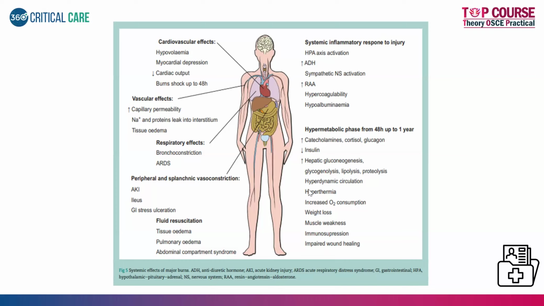Because of increased release of catecholamines, the stress state sets in and it can cause stress related issues like a GI ulcer. Along with this, fluid resuscitation, which happens in the earlier phase, can also lead to systemic effects causing pulmonary edema, abdominal compartment syndrome, and tissue edema. So these are the ways that you have to explain the systemic effects of burns.